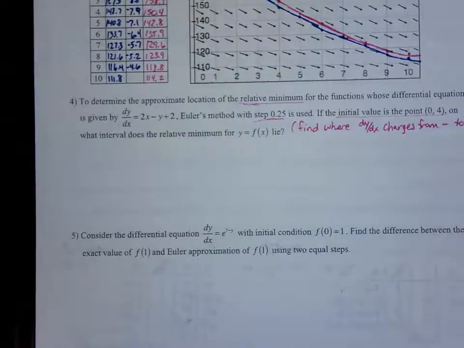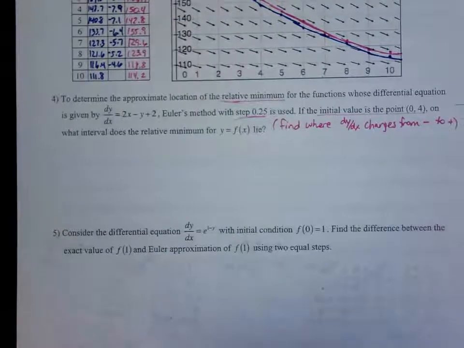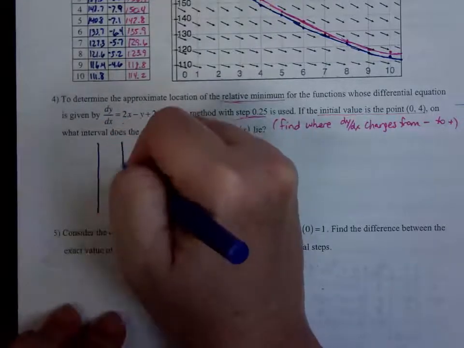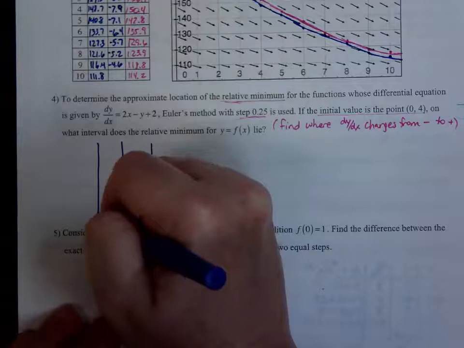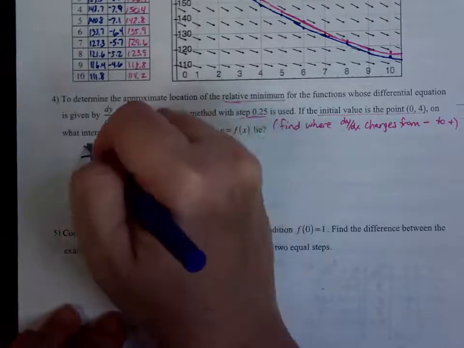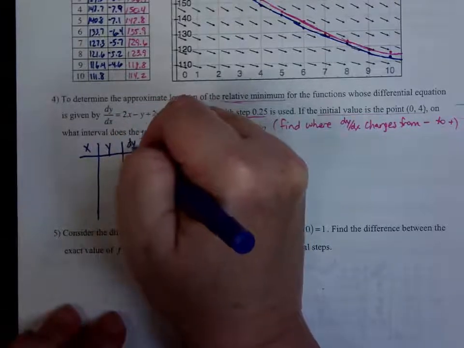So that's what we're going to do. We're going to start an Euler's method chart, and we're going to go until the slope changes from negative to positive, and then we're going to stop. I'm going to change back to my other color, just because I like it better. Build my chart: x, y, dy dx, dy.